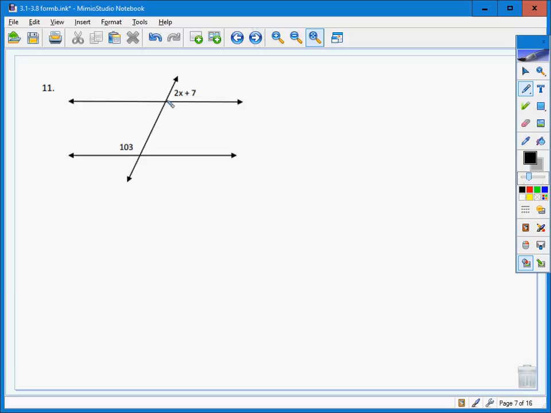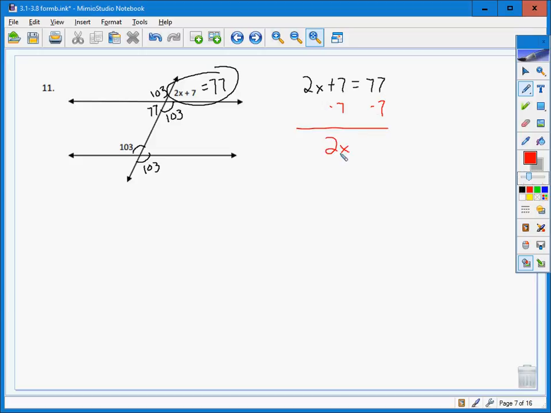When I'm looking at this problem, if they want to force these two lines to be parallel, this would have to be 103. And the other angles then would have to be 77. And you can see that there would become my equation. 2x plus 7 has got to be equal to 77. Subtract 7 from both sides. 2x would have to be equal to 70, which means x would be 35.